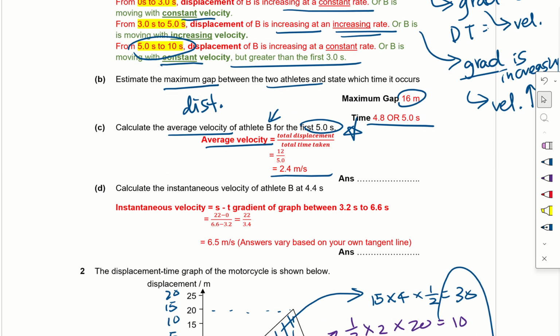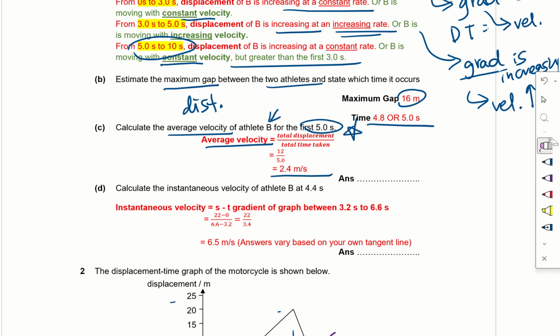Lastly, part D, calculate the instantaneous velocity of athlete B at 4.4 seconds.